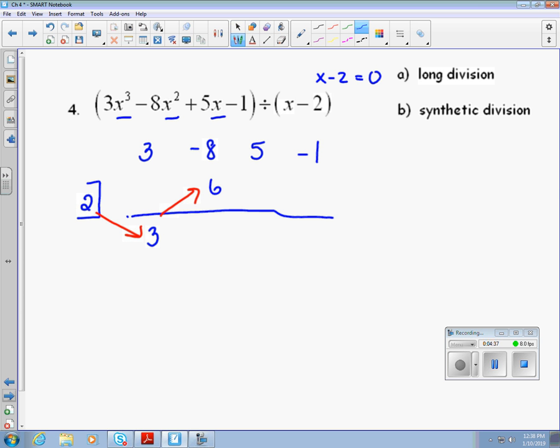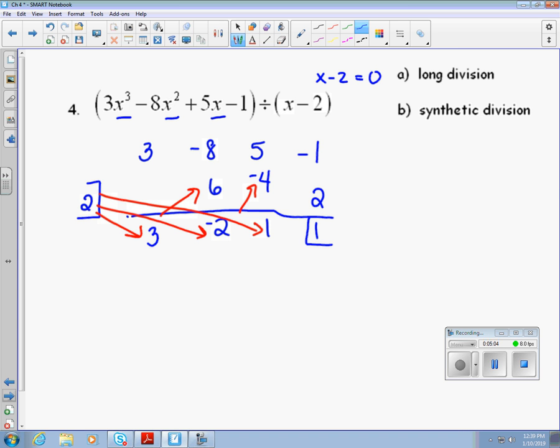So that's going to give me 6. Add down. Then again, I'm going to do 2 times negative 2, and then that's going to pop up. And so that's going to give me negative 4. Add. So that'll give me 1. And then finish the process, 2 times 1, which will give me 2, and then add. This again is my remainder.